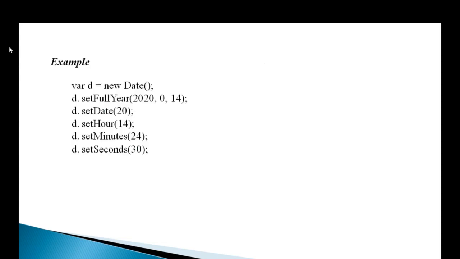Let's see the example. d equals new Date, d.setFullYear(2020, 0, 14). Similarly, setDate(20), setHours(14), setMinutes(24), setSeconds. This is about date objects.